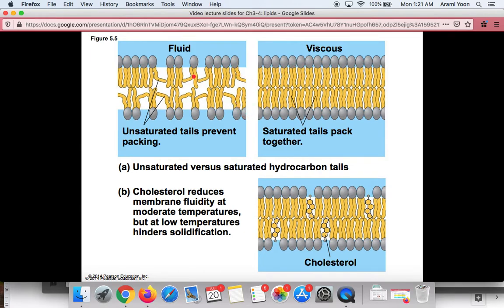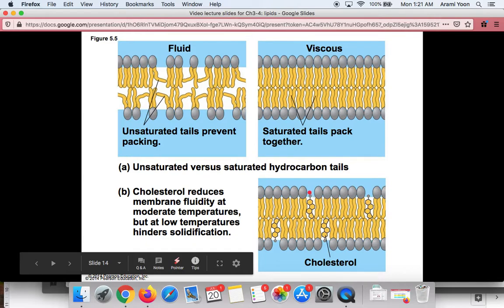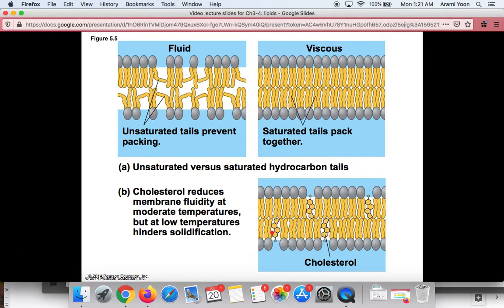But if you have a mix of saturated and unsaturated fatty acids in your phospholipids, then you're going to have a fluid membrane that is still stable. And it's going to be even more stable if you have these cholesterol molecules. So you can see the 4 fused rings in here. These cholesterol molecules interspersed among the phospholipids do a couple of things. The first is at moderate temperatures, they actually provide structure, like they anchor the phospholipids so that they provide stability, so that they keep the membrane from becoming too fluid.